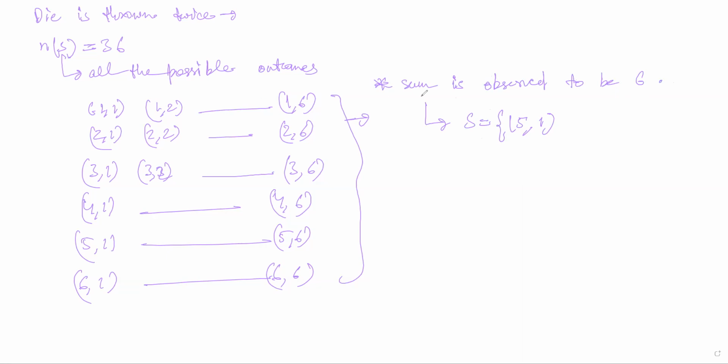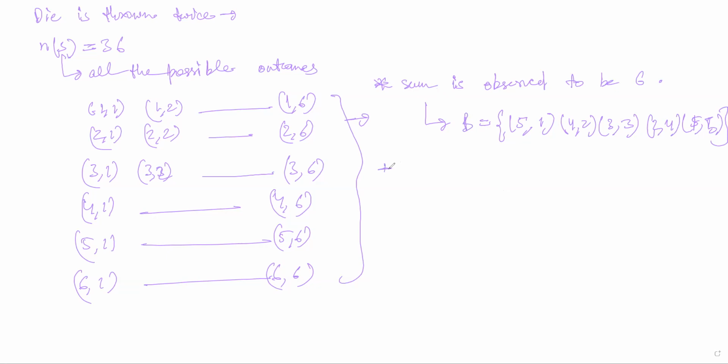So it is dependent on the sum being observed to be 6: 5, 1, then 4, 2, then 3, 3, then 2, 4, and then 1, 5. Sorry, these are the 5 possible outcomes which can happen, right? So let's say you can call this event B: sum is observed to be 6.